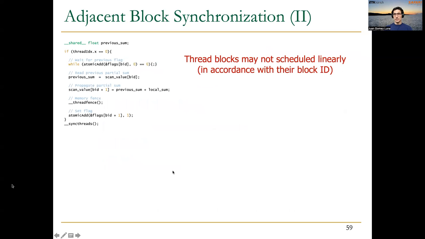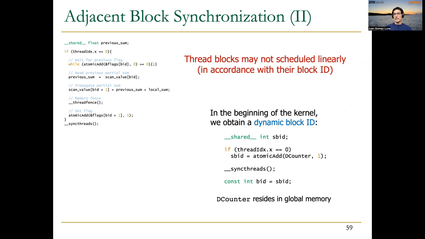So in this adjacent block synchronization, one thing to be kept in mind is that the thread blocks might not be scheduled in accordance to the block ID. So we know that each thread block has a block ID, blockIdx.x, that is 0, 1, 2, 3, until the total number of thread blocks that the grid has minus 1. But there is a certain indeterminism on how the thread blocks are really scheduled onto the GPU cores. So we have no certainty about having thread block 0 running before thread block 1 or thread block 1 running before thread block 2. So to solve this issue, what we can do is using a dynamic block ID.